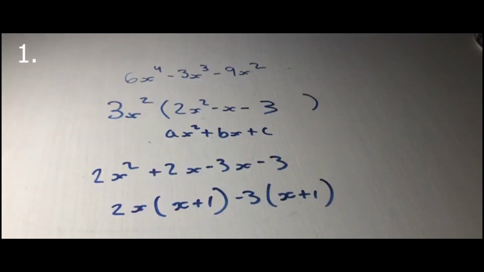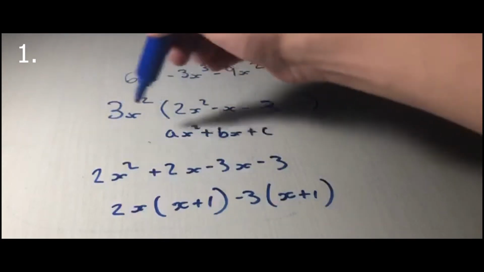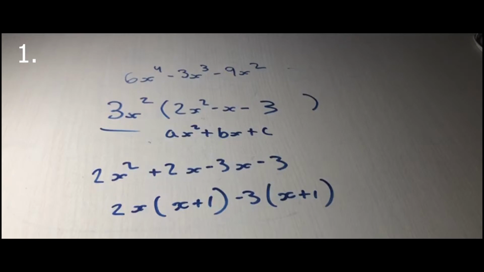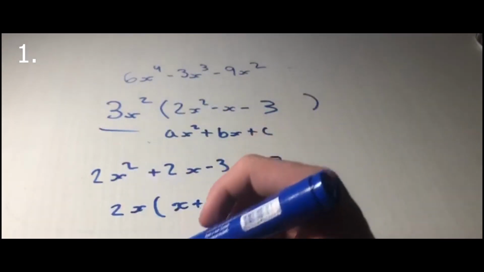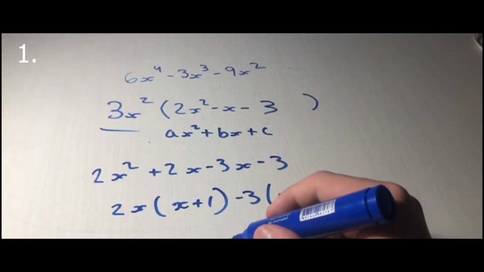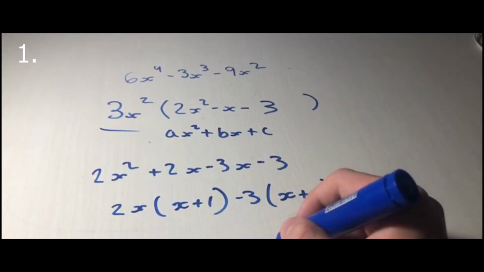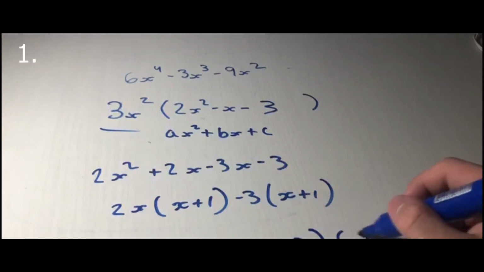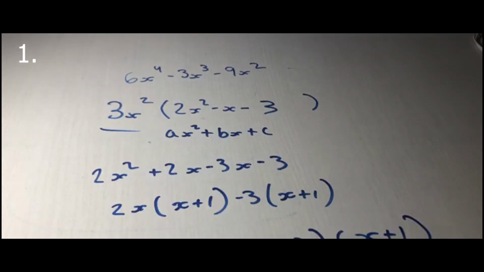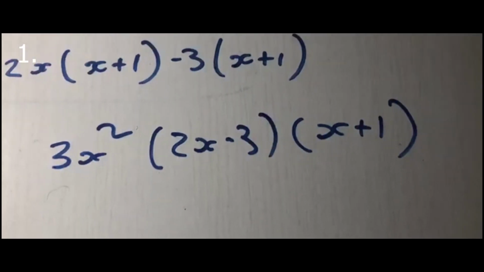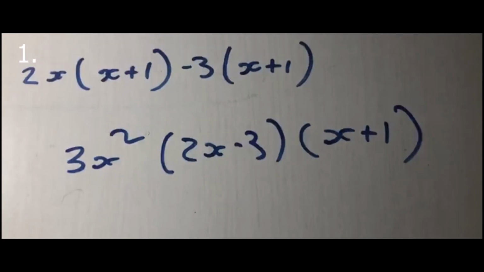Okay, so the final answer would be the number from the outside and the numbers from the inside, simplified, which are 3x squared, open parentheses, 2x minus 3, close parentheses, open parentheses again, x plus 1. So the answer is 3x squared, open parentheses, 2x minus 3, close parentheses, open parentheses, x plus 1.